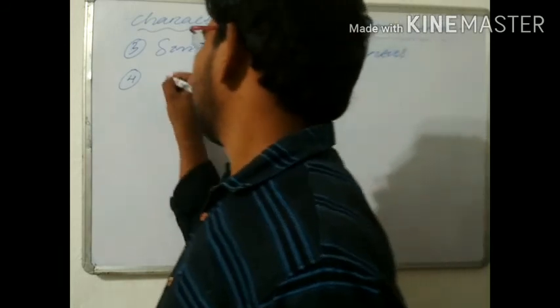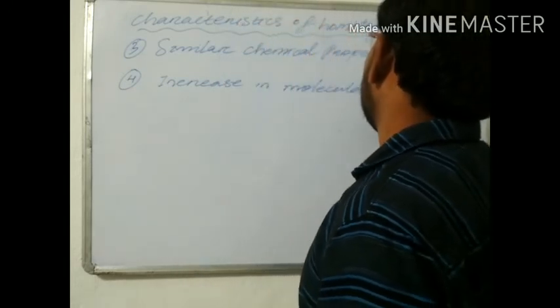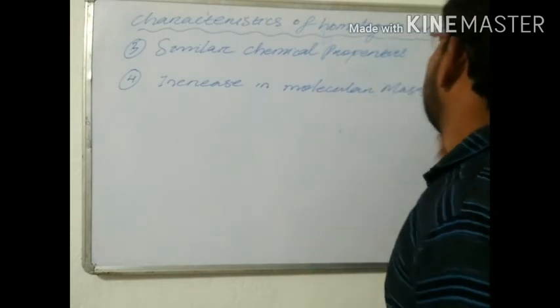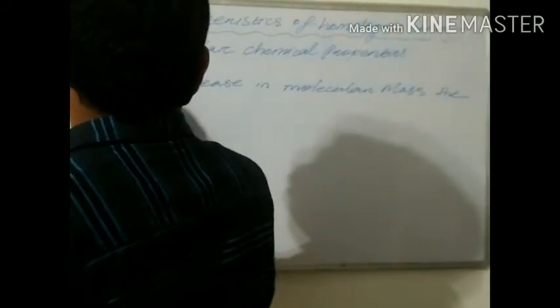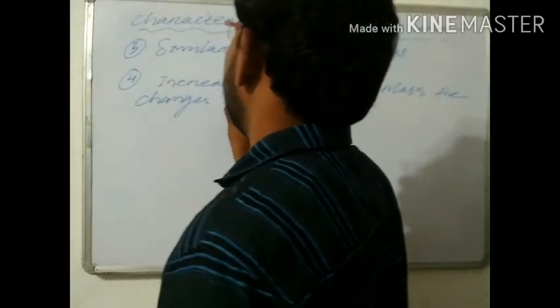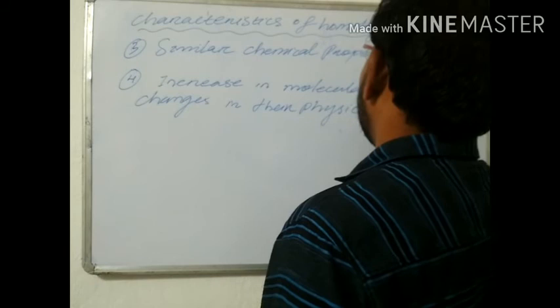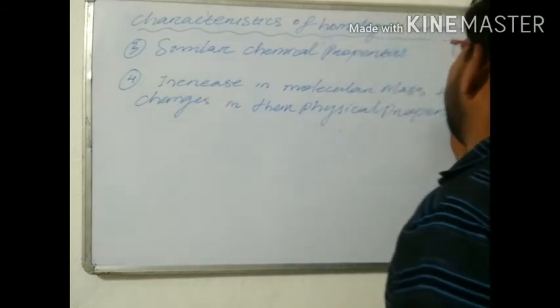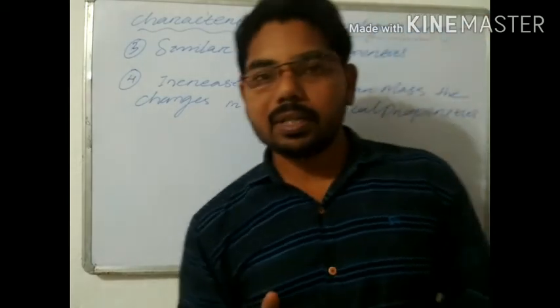So with the increase in molecular mass, there are changes in their physical properties like melting point, boiling point, etc. There is a change in melting point and boiling point. These are some characteristics of a homologous series.